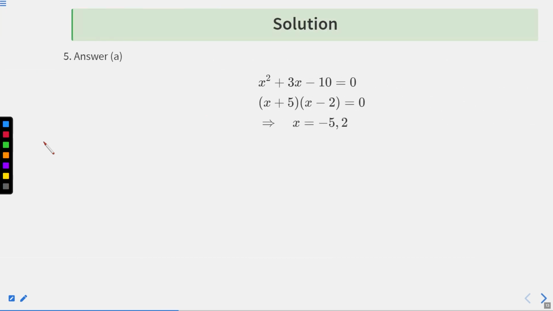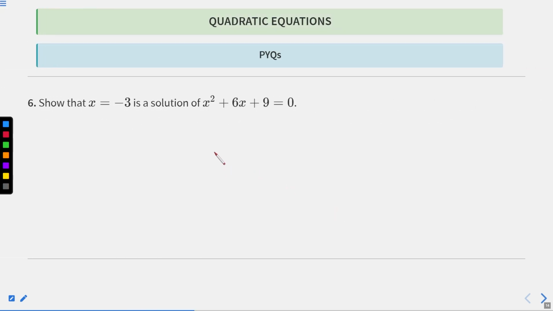Now let us move to question number 6. In question number 6, we have to show that x equal to minus 3 is a solution of this quadratic equation. So how do we show that a real number is a solution of a quadratic equation? We know this result: if x equal to alpha is a solution of ax square plus bx plus c equal to 0.